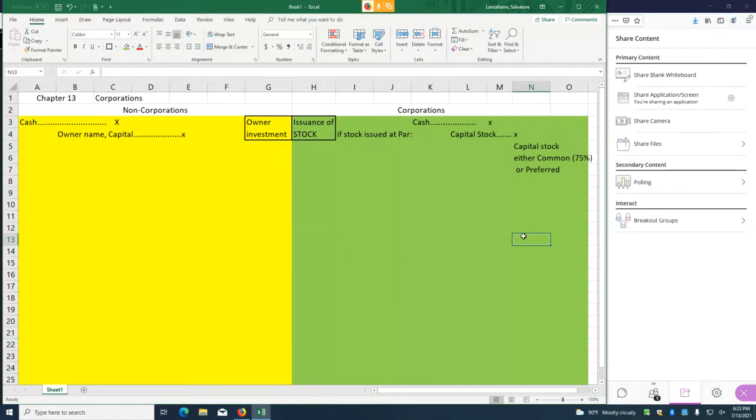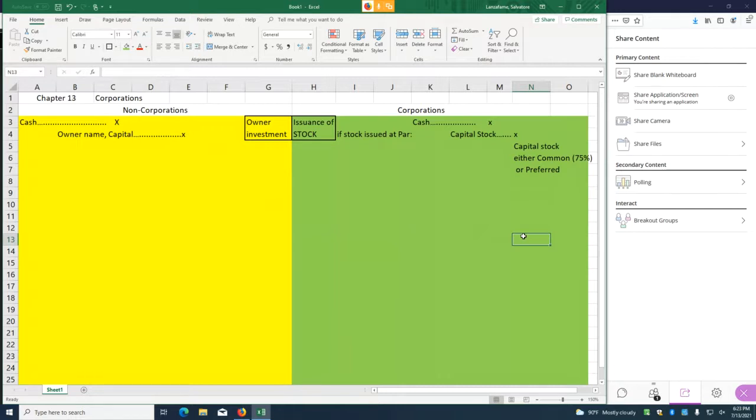So 75% of publicly traded companies only issue common stock. Common stock is what trades on the stock market. Preferred stock is more of an internal stock that employees might get. Think of it like stock options, even though they're not the same thing. You might give, let's say, a vice president some preferred stock. That preferred stock is convertible to common, and then that person can sell that common stock and get money for it.